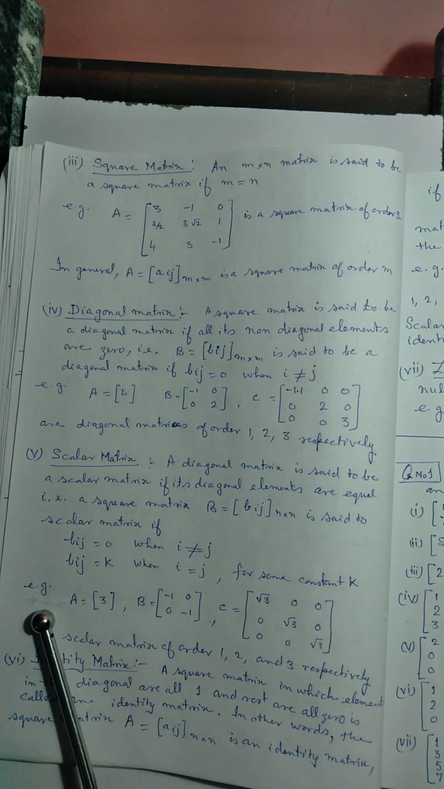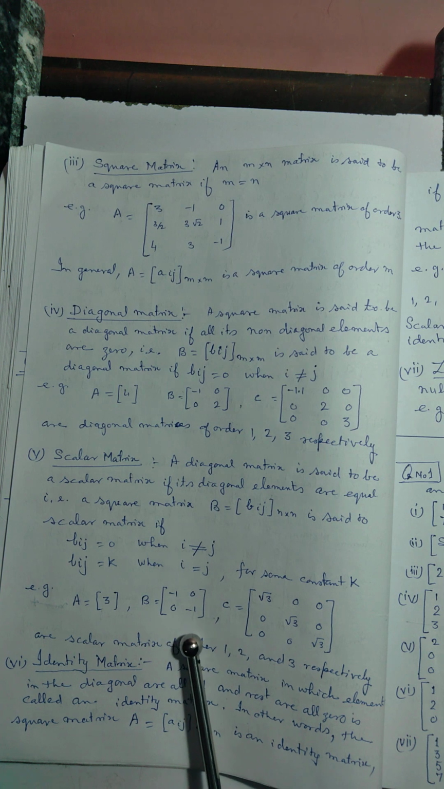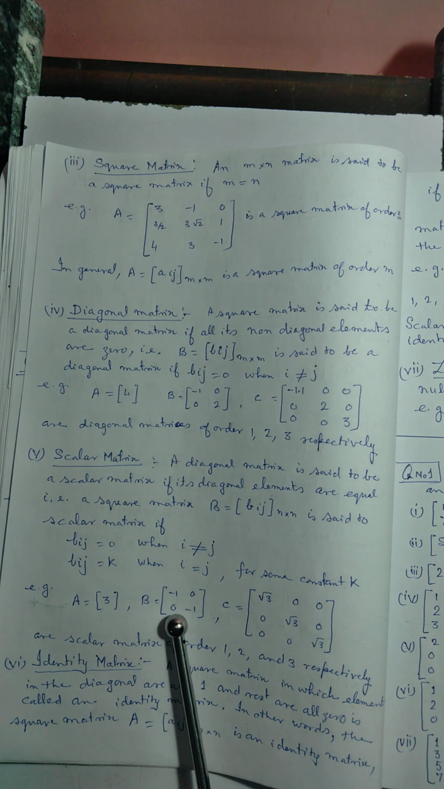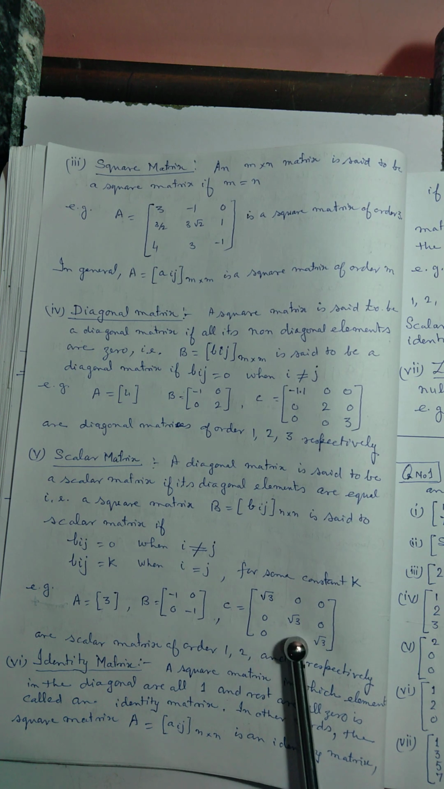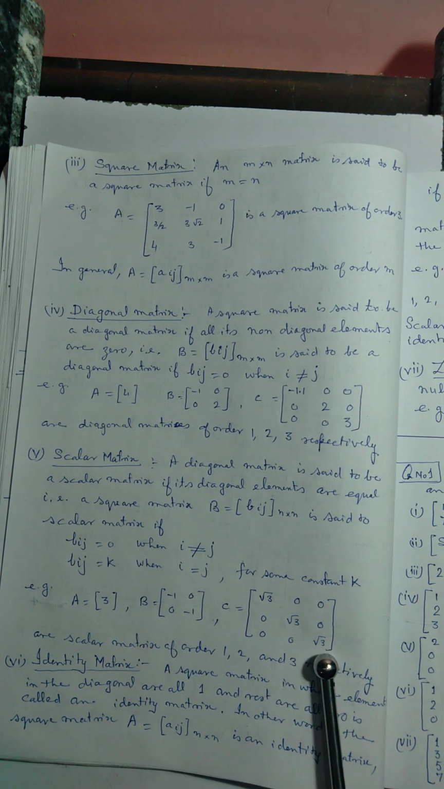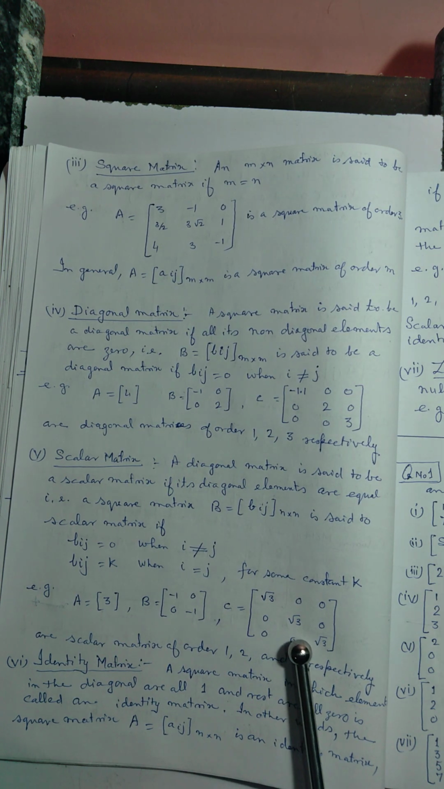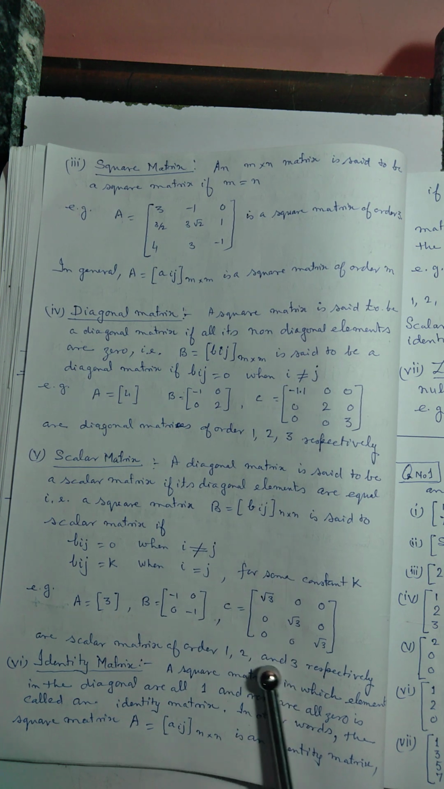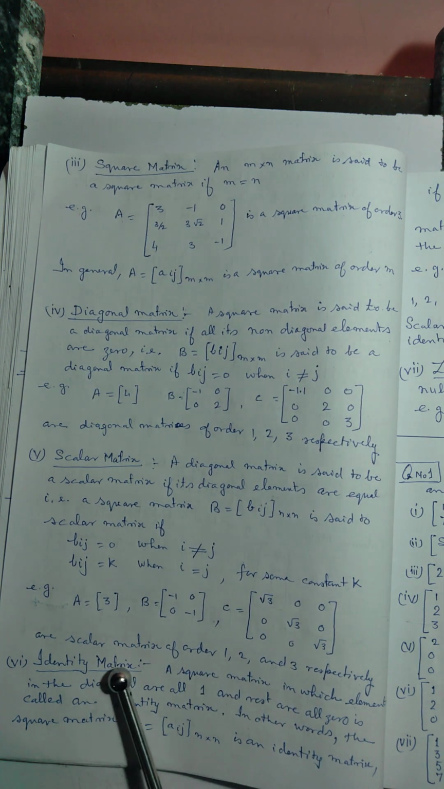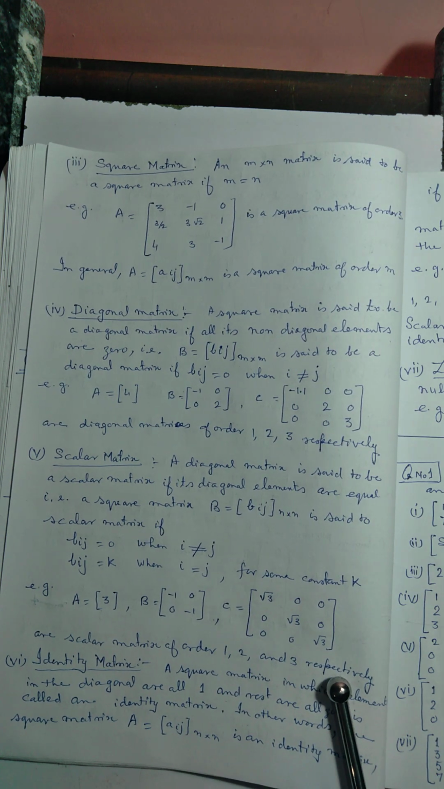Examples: A, that is 1 into 1, that is 3. B, minus 1, you see here. C, that is root 3, root 3, root 3. Such a type of matrix is known as a scalar matrix, whose diagonal elements are some constant number. The same constant number is there. These are scalar matrices of the order 1, 2, 3 respectively.